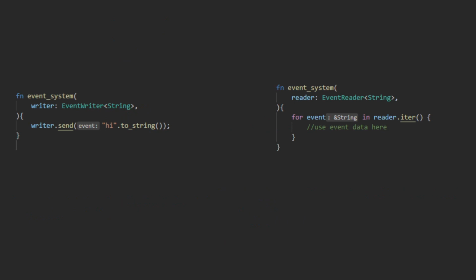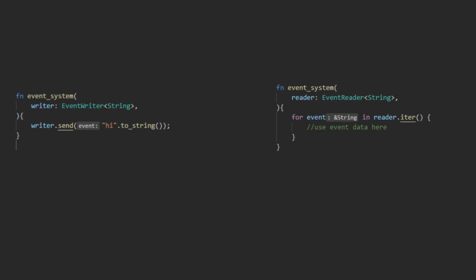Once you have an event in your application, sending events is done by including EventWriter in the system's parameters. You can call the .send method and then provide whatever type the event is. This will result in the event being added to the queue to be consumed by event readers in future. To consume events, you simply provide an EventReader with the generic event type in your system parameter, and then you can iterate over all the events in that reader.